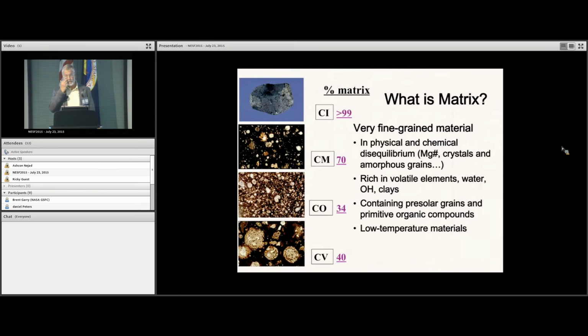And you ask, what is matrix? Well, that's a very fine-grained material. It's in physical and chemical disequilibrium, so it was probably accreted cold. That's why it has volatiles. That's why it has water. That's why it has clays. They also contain things like pre-solar grains and all sorts of other low-temperature materials. The volatile-rich carbonaceous chondrites have lots of matrix.